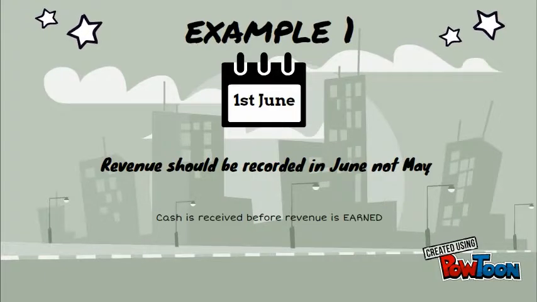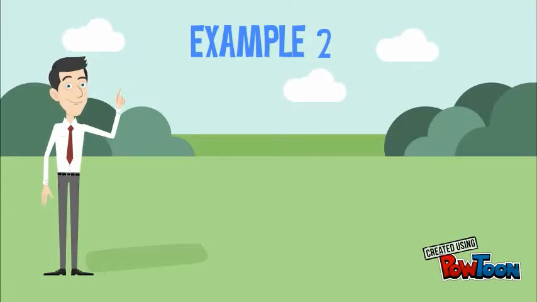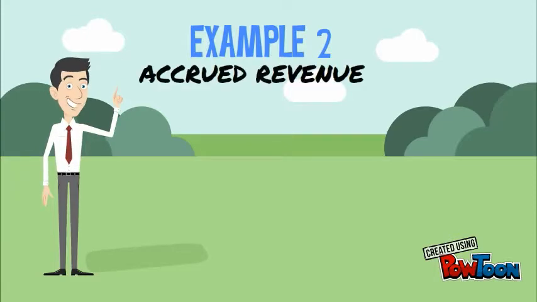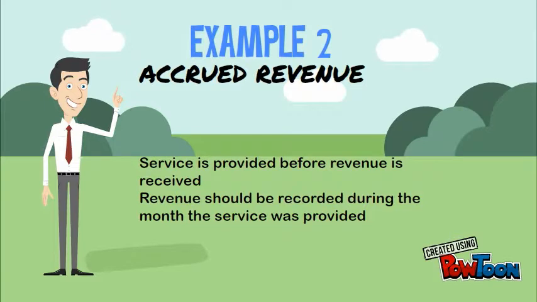was provided. Let's say you help your friend mow their lawn while they were away and you receive the payment the following month. This would be known as an accrued revenue, as the service was provided before revenue is received. In this case revenue should be recorded in the month the service was provided, as that is when the revenue was earned.